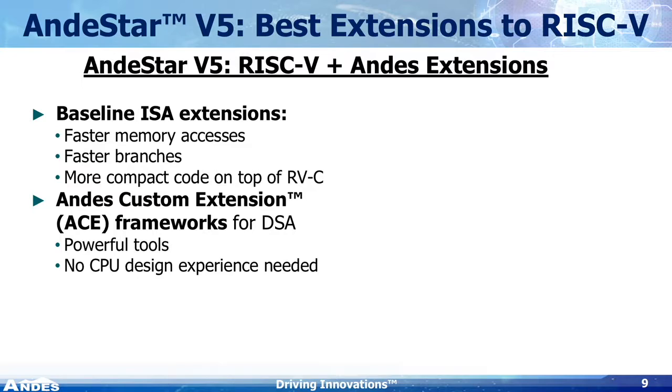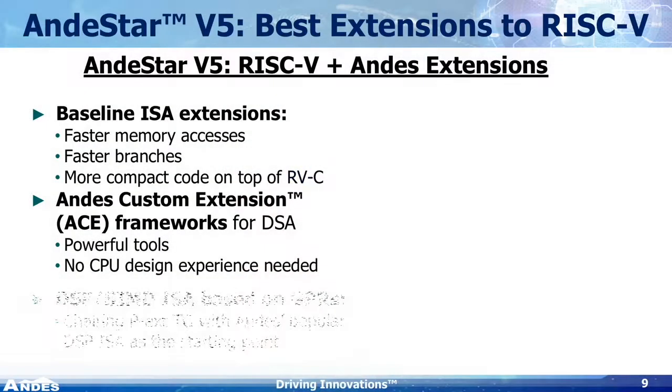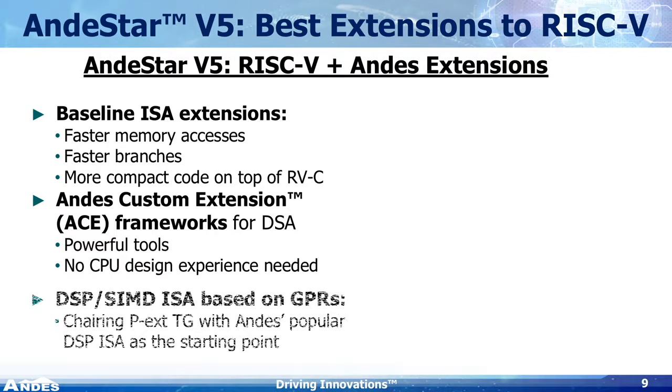And we also continue to push the RISC-V standard. In the last 4 years, Andes has had a very popular core based on DSP and SIMD instructions, which were our own instructions. We moved that over to RISC-V as a starting point for the P extension task group, and we are running the task group as chair. This is based on general purpose registers, so it's very efficient.